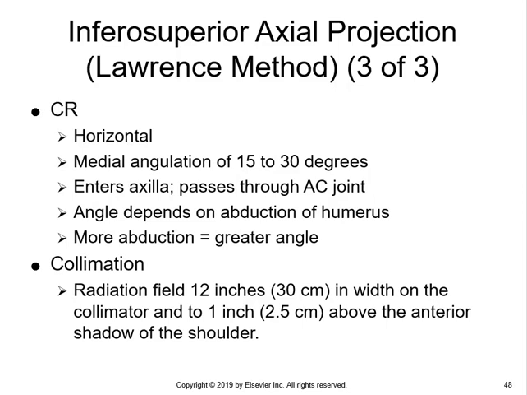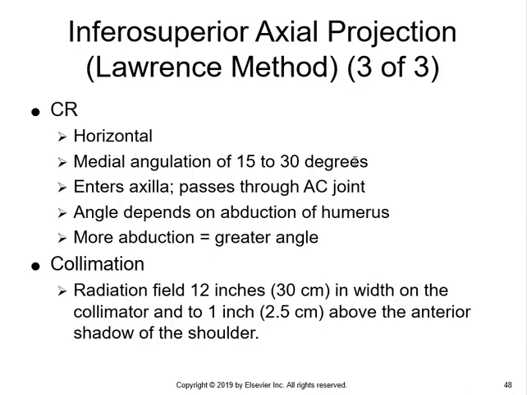So your central ray is going to be at an angulation of 15 to 30 degrees medially. So the further they can abduct their humerus, if they can get it out to 90 degrees, you're going to use a 30-degree central ray angulation.